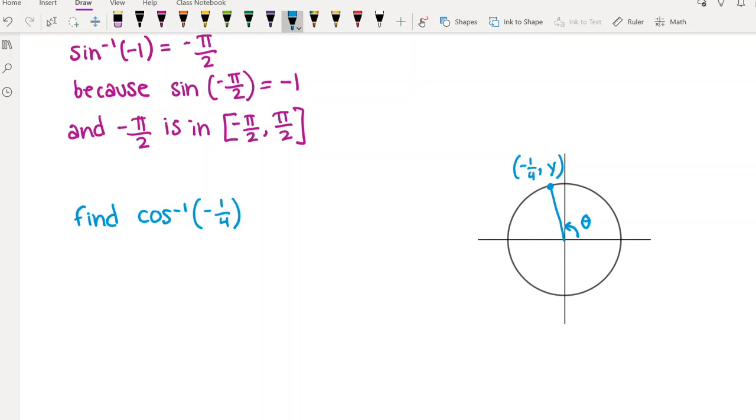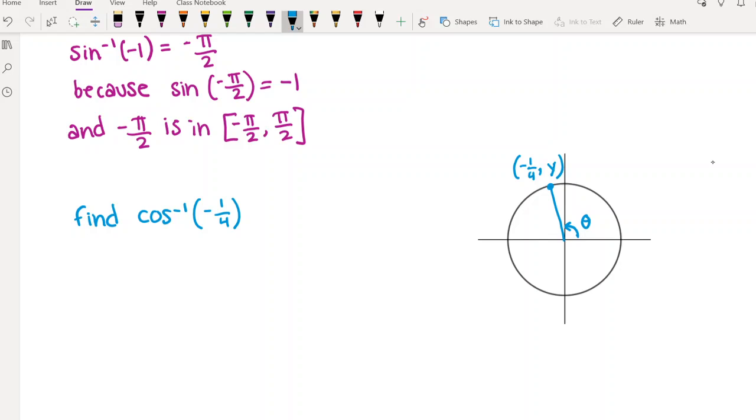Because if the point with an x coordinate of -1/4 and an unknown y coordinate lies on the unit circle, it has to satisfy (-1/4) squared plus y squared is equal to 1. So you could find the y coordinate if you wanted to. So you don't really have to draw this picture, but I just wanted to draw it to give you a visual of what you're looking for here.